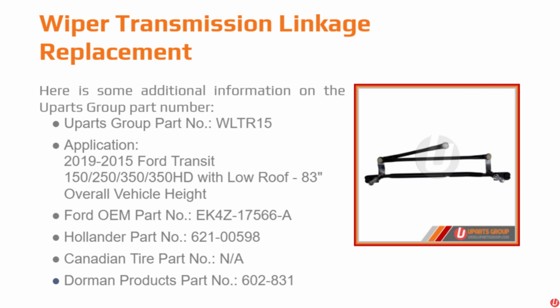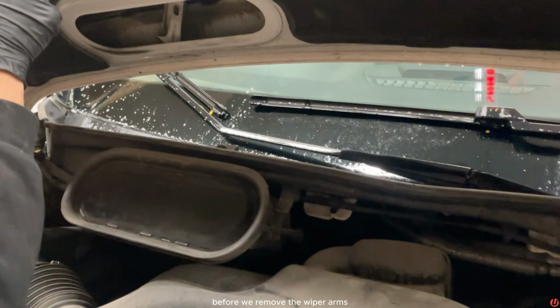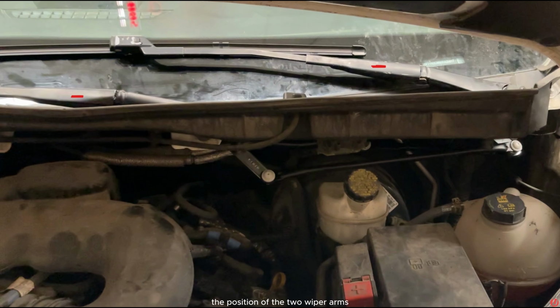To replace the linkage, we would have to open the hood of the vehicle. Before we remove the wiper arms, it's recommended to mark the position of the two wiper arms, so we can reinstall them to the same position after replacing the wiper transmission linkage. We can use a yellow or white marker to mark the position of the two wiper blades.